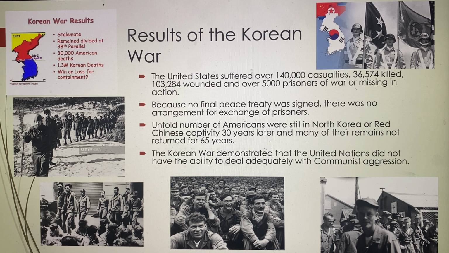The Korean War demonstrated the United Nations did not have the ability to deal adequately with communist aggression. This is because of the United Nations. We had gone with the United Nations in charge instead of the United States in charge. But anyway, they couldn't deal with the aggression of communism. But here we have a stalemate. It's called a stalemate. Basically, Korea remained divided, and how many deaths?